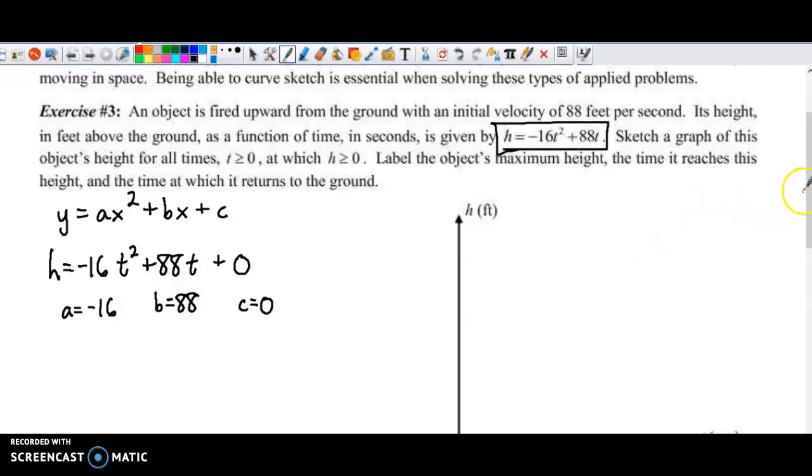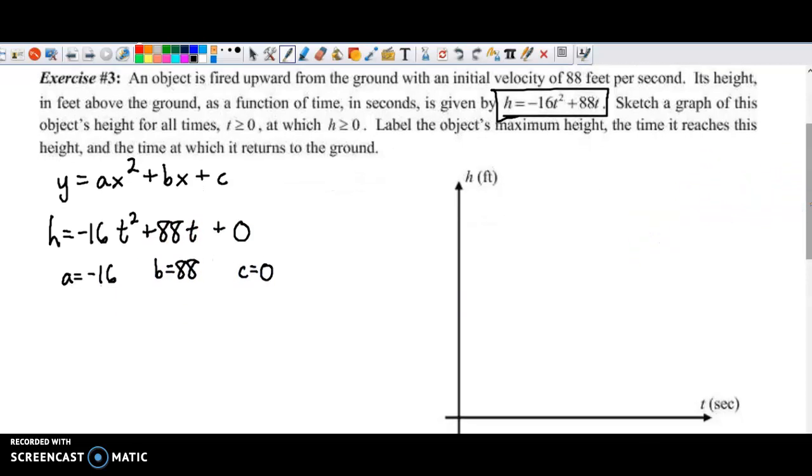And why do I care about that to figure out certain things? Well, the c value is my y-intercept. So I know it's got to start at the origin. And then I can use my equation for the turning point, the negative b over 2a.